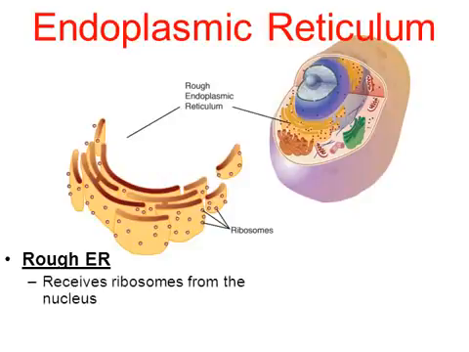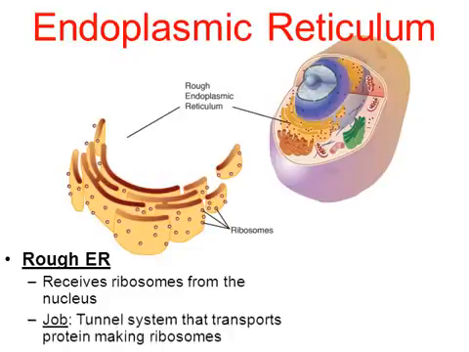The rough ER, the reason it's called rough is that it's covered in ribosomes. So we mentioned a moment ago that the nucleolus makes ribosomes. The ribosomes then exit the nucleus and travel along this tunnel system known as the rough ER. And that's kind of the job of the rough ER, to receive the ribosomes and transport and carry around the ribosomes from one part of the cell to another.